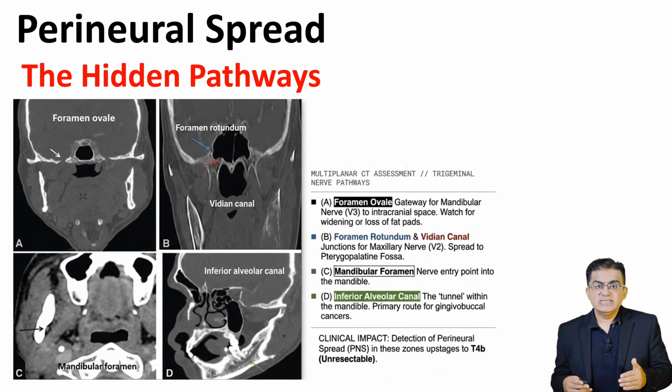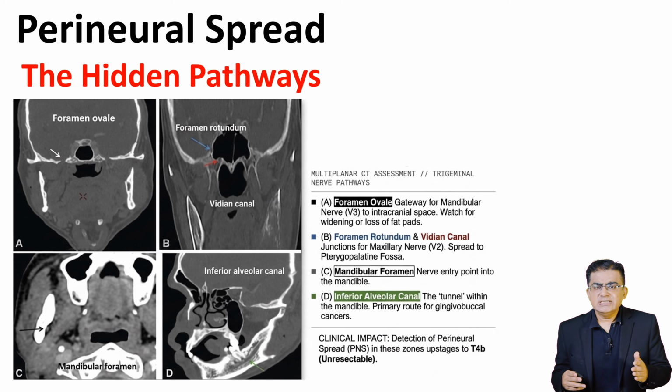Now what if the tumor is higher up, like the hard palate? It takes a different highway using the V2 nerve. Look at image B on top right. This is your V2 junction box. The blue arrow in the foramen rotundum and red arrow in the Vidian canal. These conduits allow the tumor to spread directly into the pterygopalatine fossa and eventually skull base.